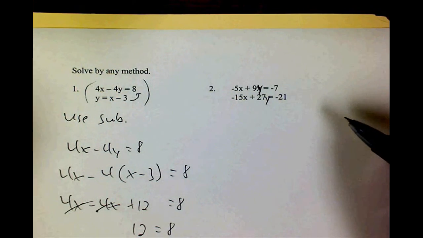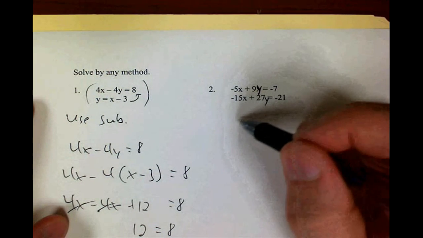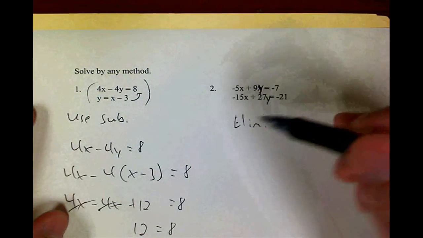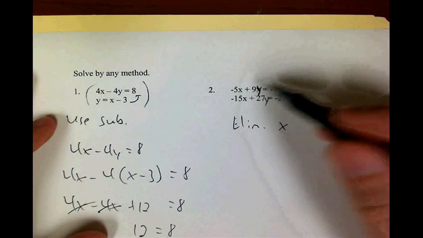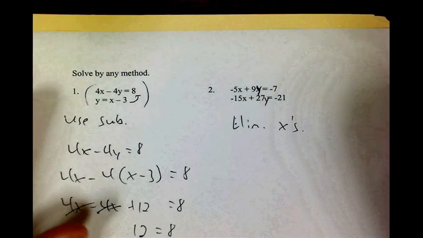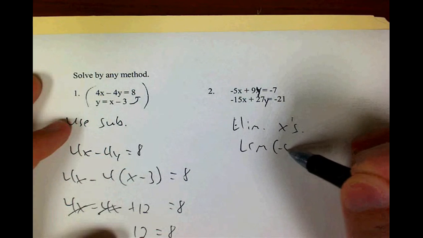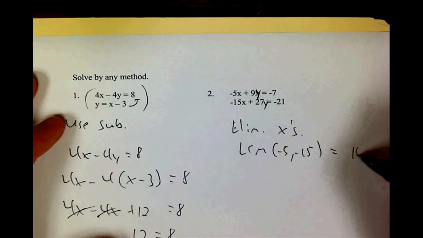I want to use elimination or the addition method. Either way, either name is fine. So we're going to use elimination. Now I choose to eliminate the x's first because I think they're easier. It doesn't matter though. Now if I eliminate the x's, I need to find the LCM of negative 5 and negative 15, which is 15. I'm not worried about the signs as of now.